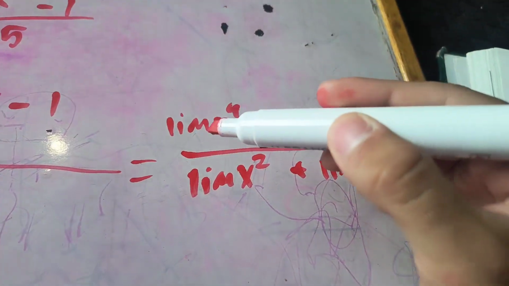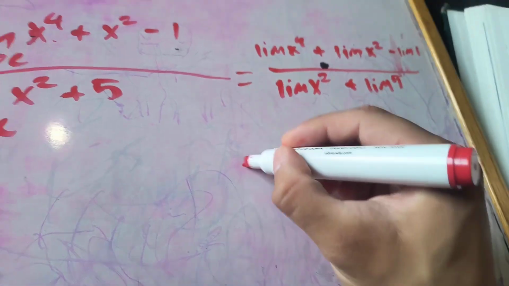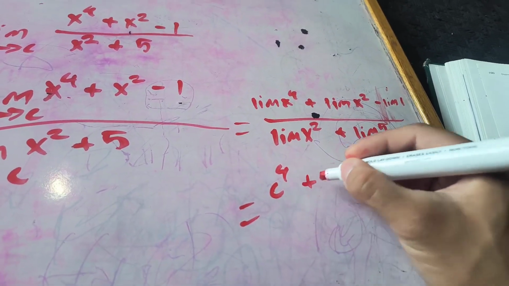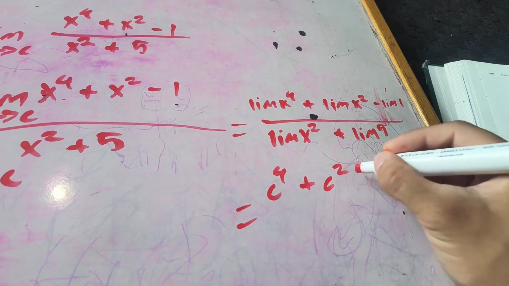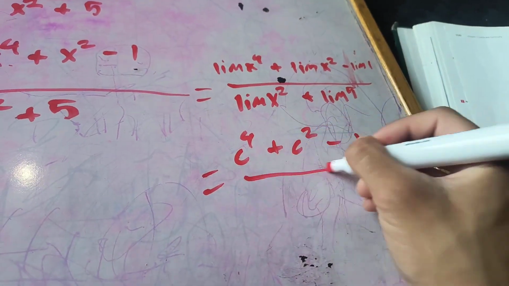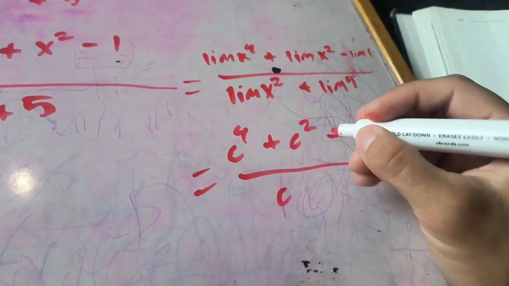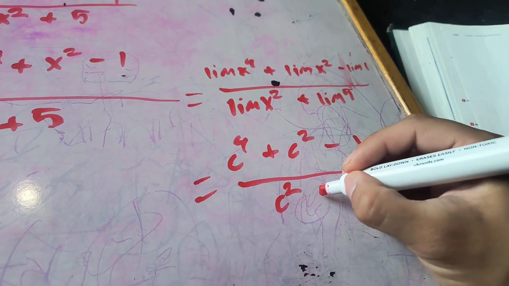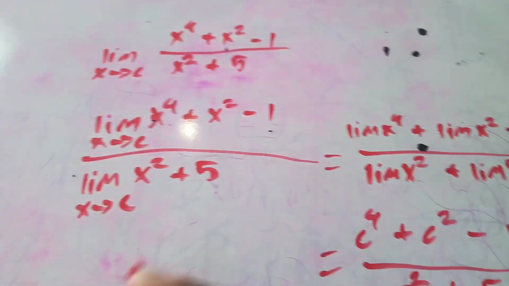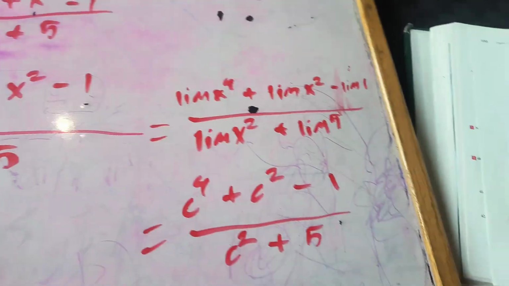So if we have these separately, then we can just substitute c in for x in each one of these. And we get that the limit would just be equal to c to the power of 4 plus c to the power of 2 minus 1, because this is just 1, over c to the power of 2 plus 5. And that's what the limit would be using these rules.